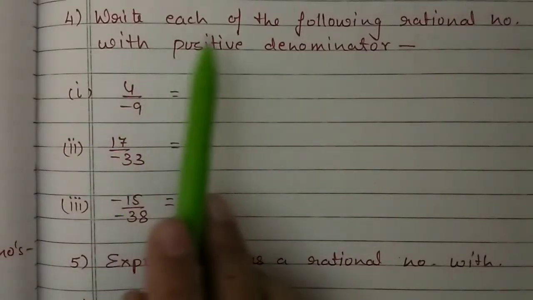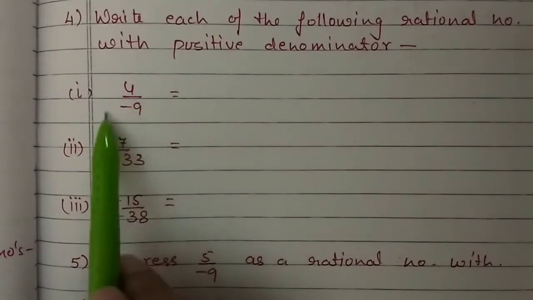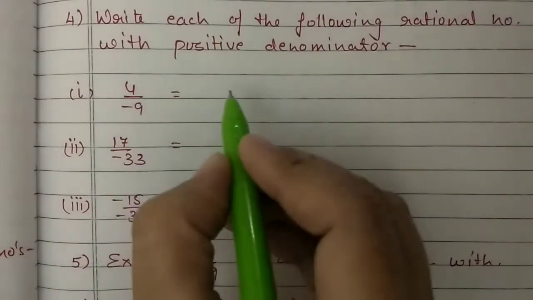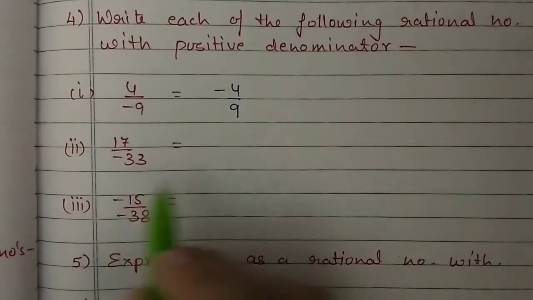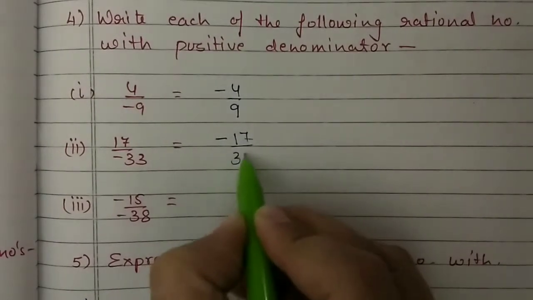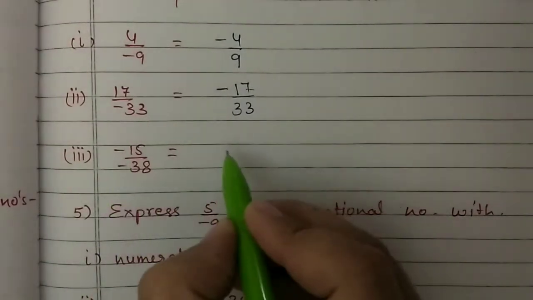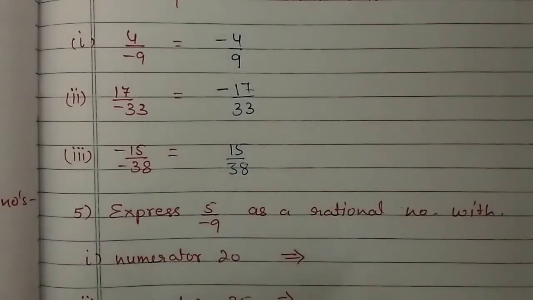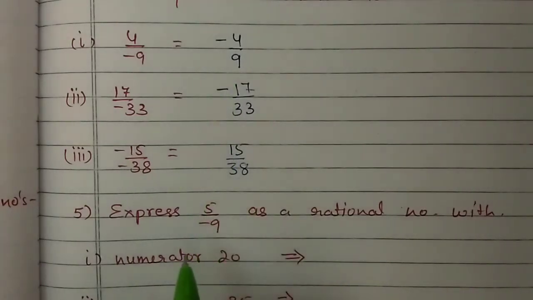Next, question number 4. Write each of the following rational numbers with positive denominator. It means this denominator you have to make positive. So here this negative symbol we can shift up and we can write it as minus 4 by 9. In the second case also we can do the same thing. Negative symbol you can shift up, minus 17 by 33. In the third case you can see minus to minus will cancel out and then it will become 15 by 38. So in all the three cases now the denominator has a plus symbol.